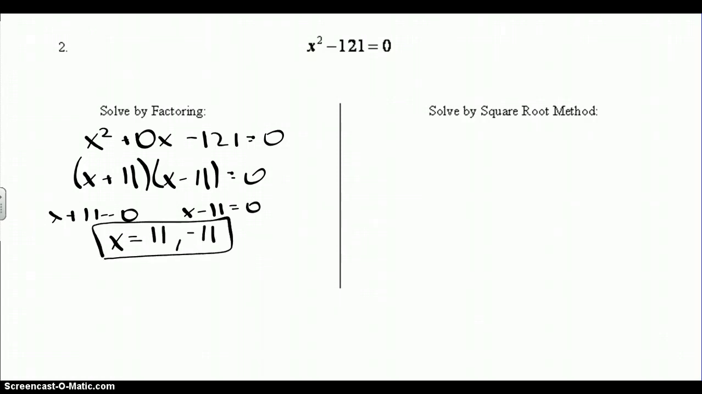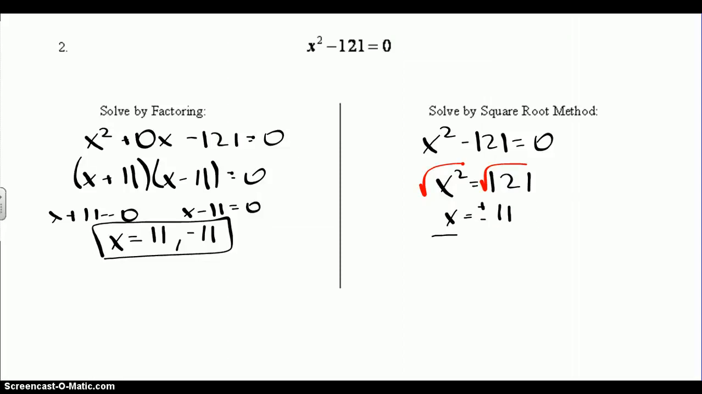So we should expect the same thing when solving by square roots. Solving by square roots, we need to isolate the x squared term. So I'm going to add 121 to both sides. And now I can just square root both sides. So we have x equals, remember if we have an x squared term, we're going to have a plus or minus, which gives us plus or minus 11, which is our two solutions. Okay, so let's flip it over.